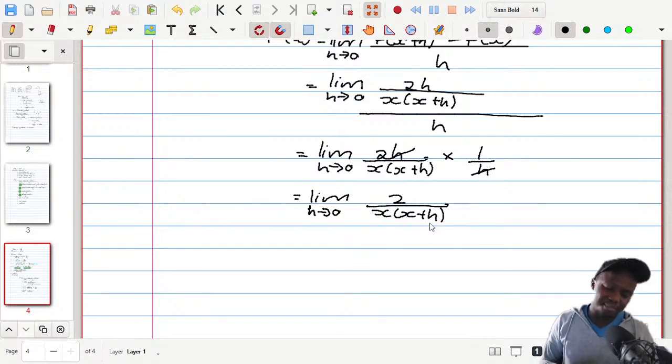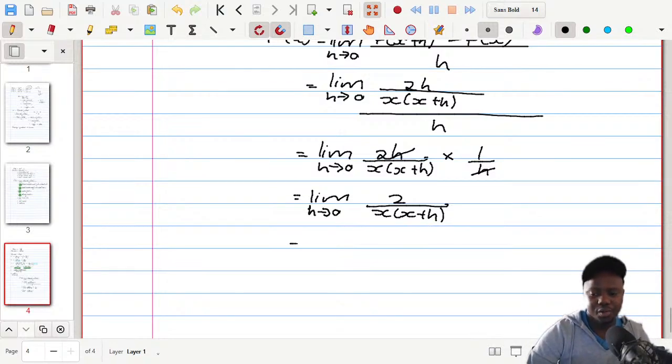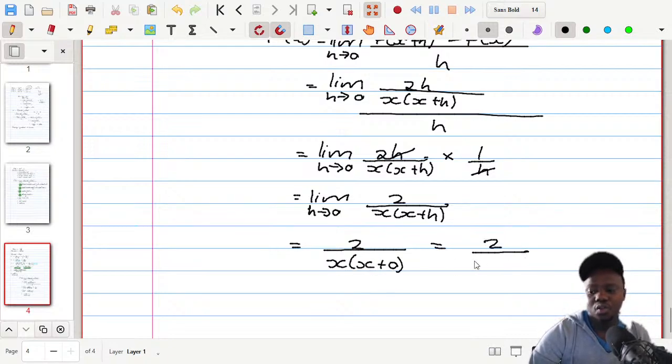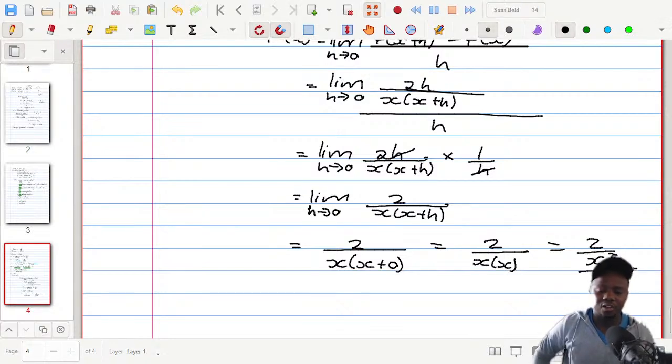Now that we have eliminated h as a denominator, we could substitute h equals 0. So now this is going to be 2 over x into x plus 0. This is going to give us 2 over x times x, which is 2 over x squared. And there we have it. We have calculated our derivative. We have determined our derivative. Awesome. Life is great. I hope that this makes sense to you guys.